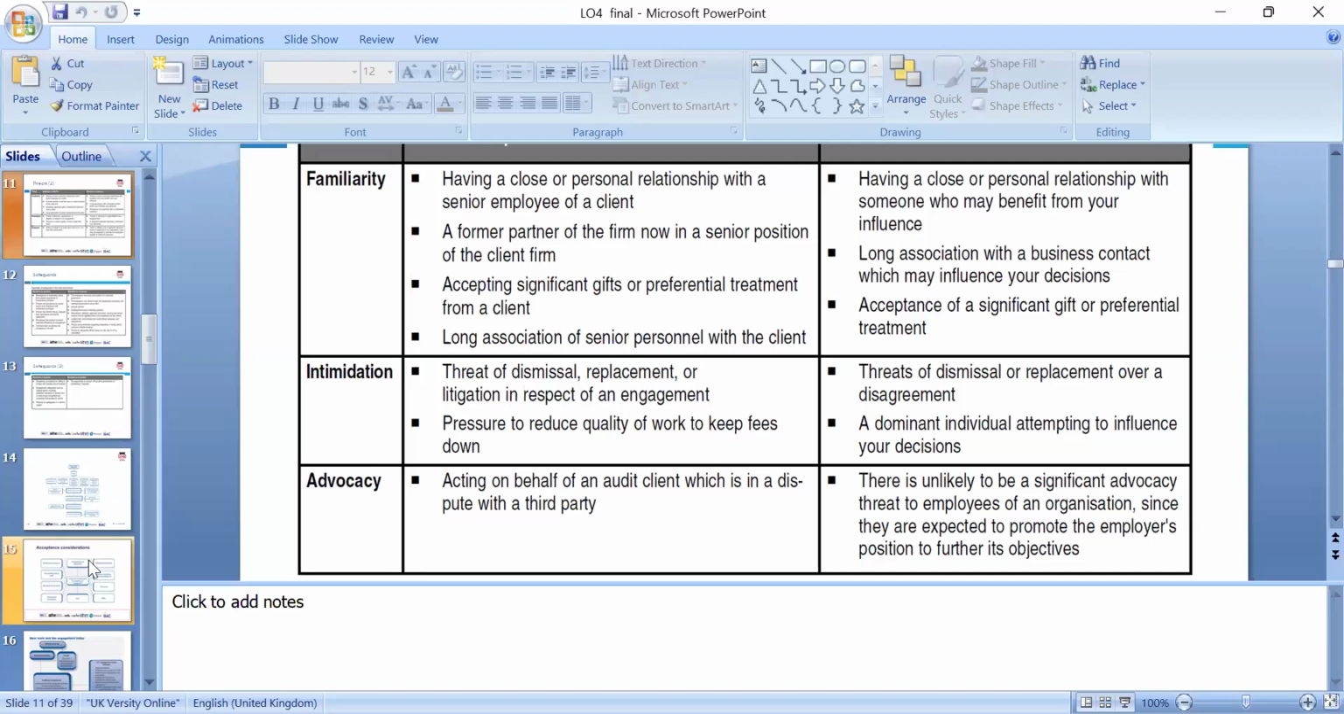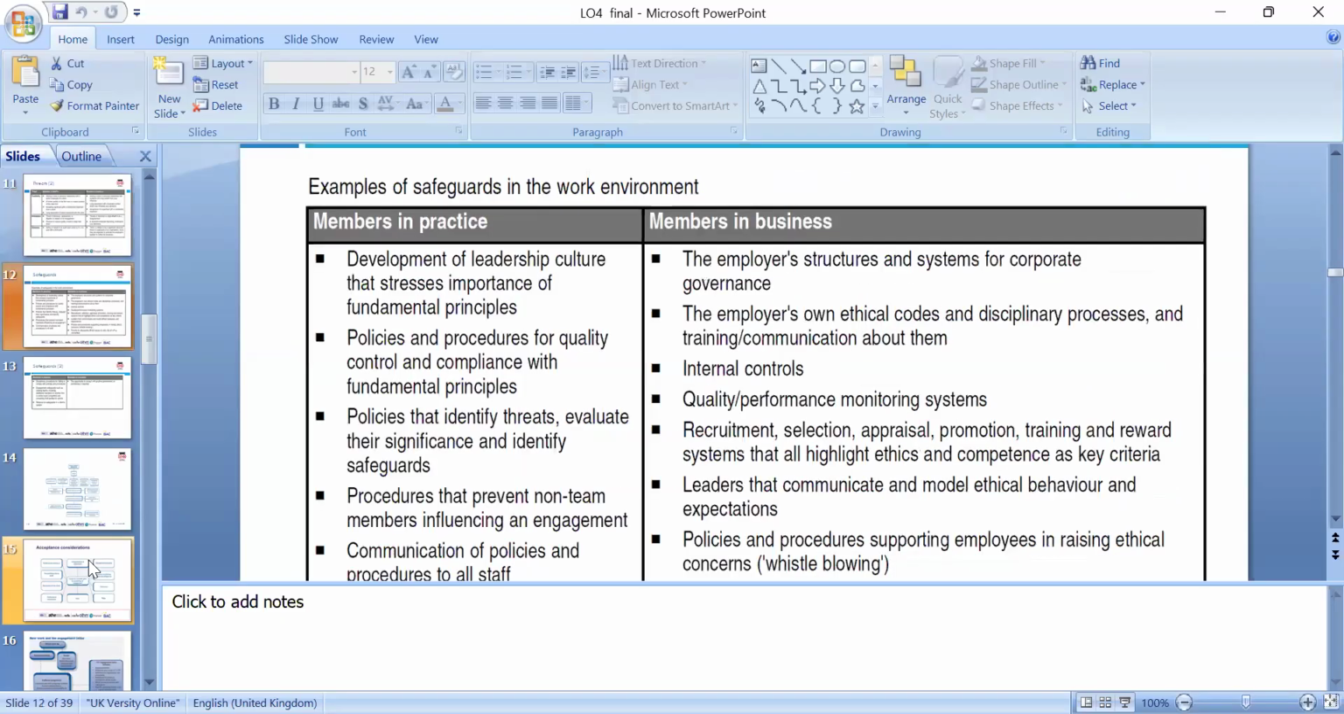Then there is advocacy. Maybe two clients are competing with each other. We need to make sure that if you give advice to one, you don't compromise the other, so you have to draw a clear line. For a member in practice, there is development of a leadership culture within the organization: policies and procedures that identify threats, evaluate their significance, and prevent them. Communication of policies to employees, the structures and systems, the employer's own ethical code of conduct, internal control, quality performance, and recruitment. And the leadership communicates and models ethical behavior.